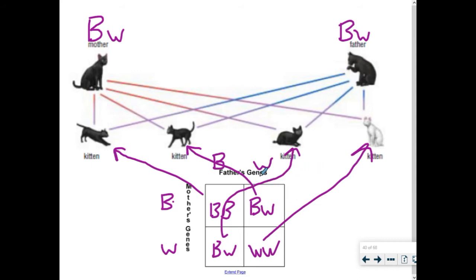So I'm going to challenge you to try to write down on your reflection what you understand about how to use this Punnett square to figure out likelihood. There is a 75% chance then, 3 out of 4, that a kitten will be black in this scenario. And there is a 25% chance that a kitten will be white in this scenario.